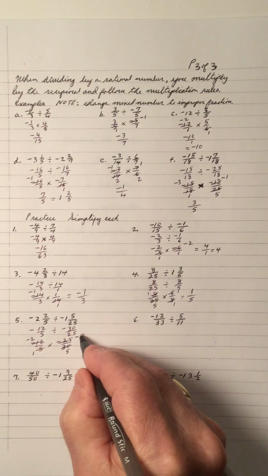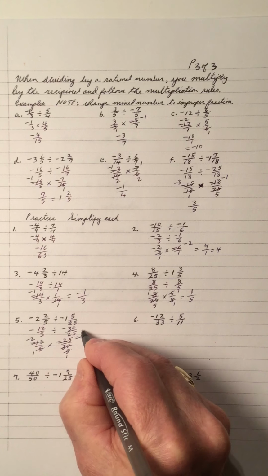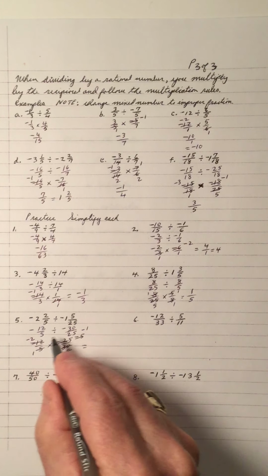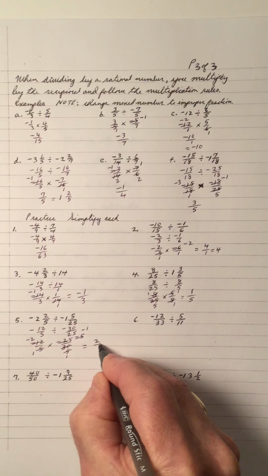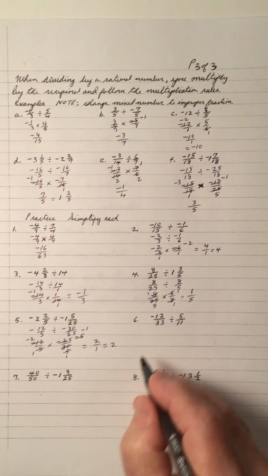But you notice that the 5s can cancel here. 5 into 5 goes once. 5 into negative 5 goes negative 1. So I multiply. Negative 2 times negative 1 is 2. 1 times 1 is 1. And I get 2 as the answer.